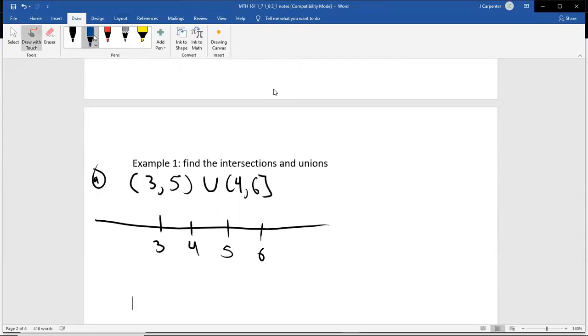3, 5 I'll do in blue. So here's the 3, here's the 5, and there's the shaded region. 4, 6 I'll do in red. So we're doing this in red, we did this one in blue. 4, 6, that way we'll put a parentheses on the 4, we'll put a bracket on the 6, and we'll shade between them.